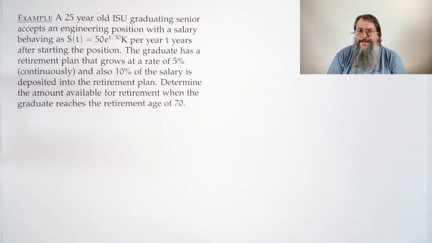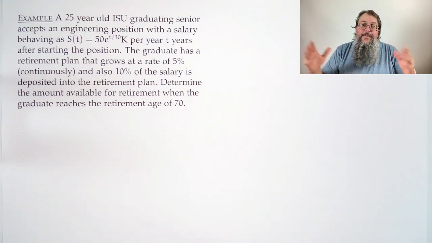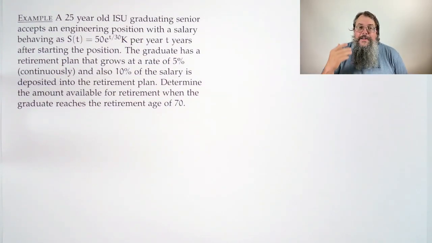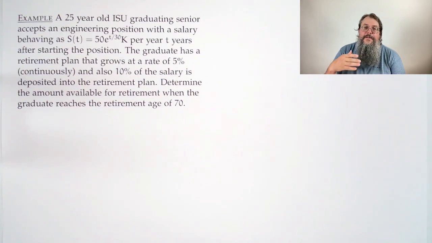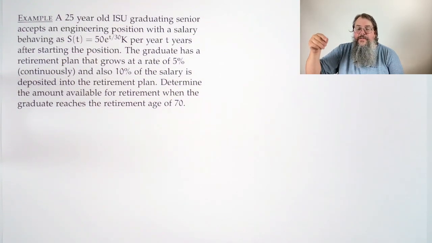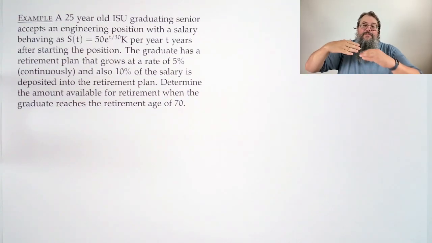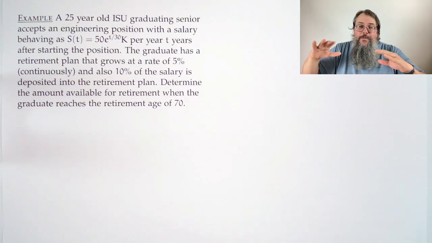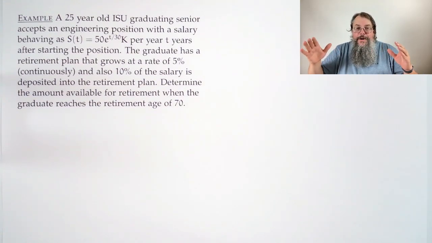So our next problem might hit a little bit close to home. It says the following. There's a 25-year-old ISU graduating senior. I know, you have to leave at some point, and it's wonderful. But anyways, they accept an engineering position with a salary behaving as S of t equals 50 e to the t over 30k. So k is 1,000, and the t is how many years since you start. So initially it's 50,000, doesn't sound like much, but of course, exponential growth is wonderful. You'll make more and more and more.